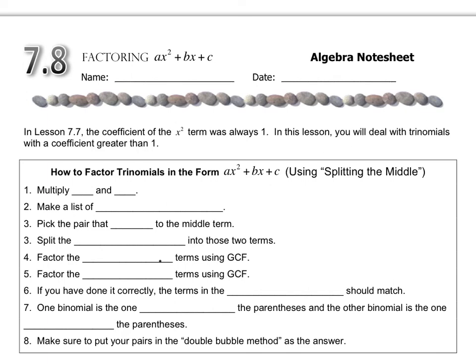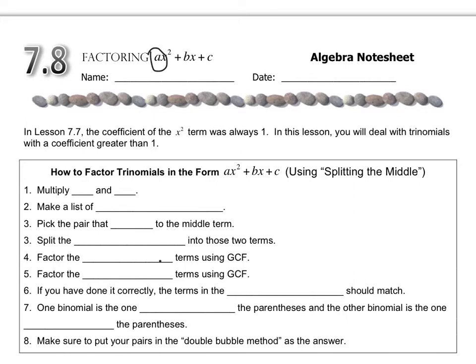In the last lesson, you saw trinomials where the a value, or the leading coefficient, was 1. Not all trinomials have a leading coefficient of 1, so in this lesson we're going to look at how to factor those types. While we're going to end up with the double bubble answer, the way that we get there is different.